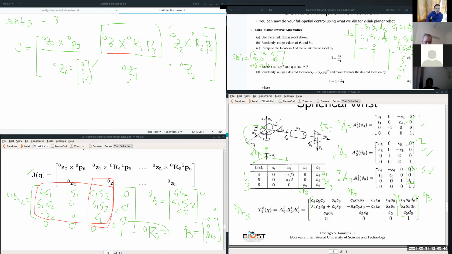Okay. So what is 0R2 multiplied by 0P3? This is equal to the matrix: C2 C1, minus S1, C1 S2; S1 C2, C1, S1 S2; minus S2, 0, C2, and multiplied by 0, 0, no, not D6, but it should be D3.